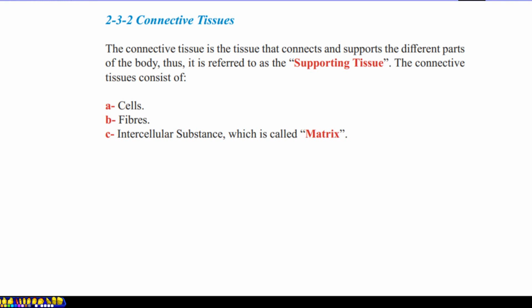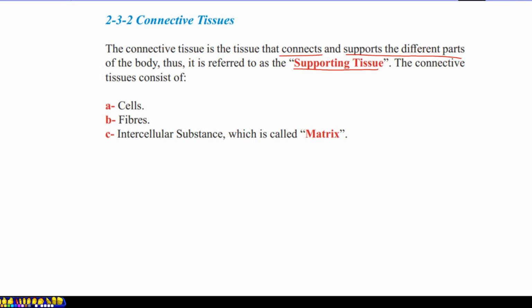Hello friends, now we study connective tissue, the second type of animal tissue. We call it connective tissue because it connects body parts one to another, and it can also be called supporting tissue because it supports the different parts of the body.